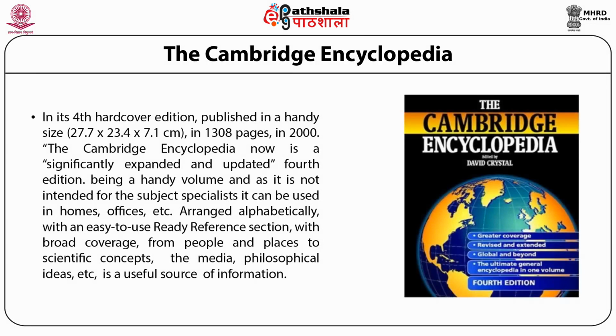In its fourth hardcover edition, published in a handy size in 1308 pages in 2000, the Cambridge Encyclopedia now is significantly expanded and updated, being a handy volume. And as it is not intended for the subject specialists, it can be used in homes, offices, etc. Arranged alphabetically with an easy-to-use, ready reference section with broad coverage from people and places to scientific concepts, the media, philosophical ideas, etc., it is a useful source of information.